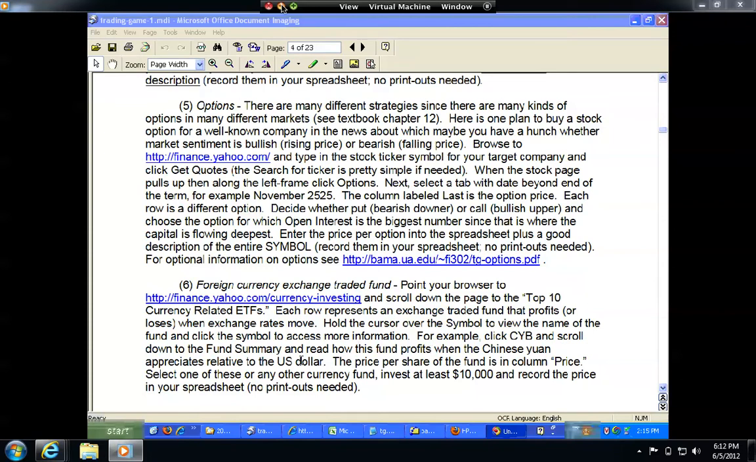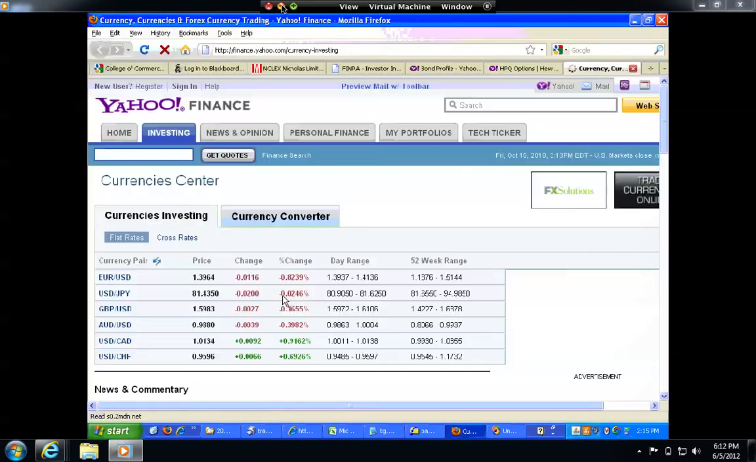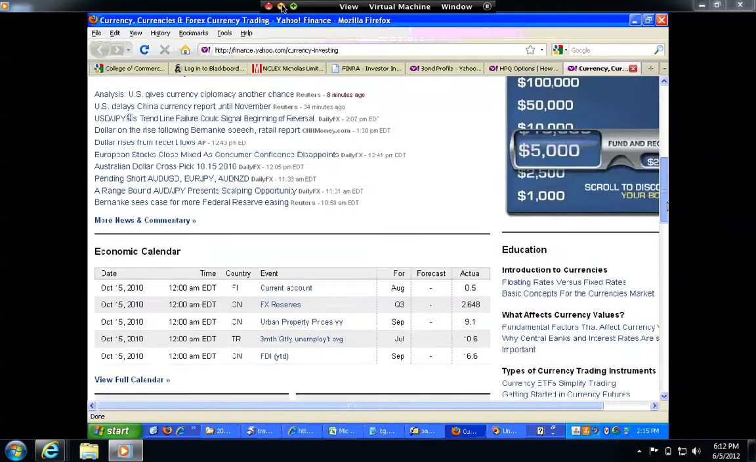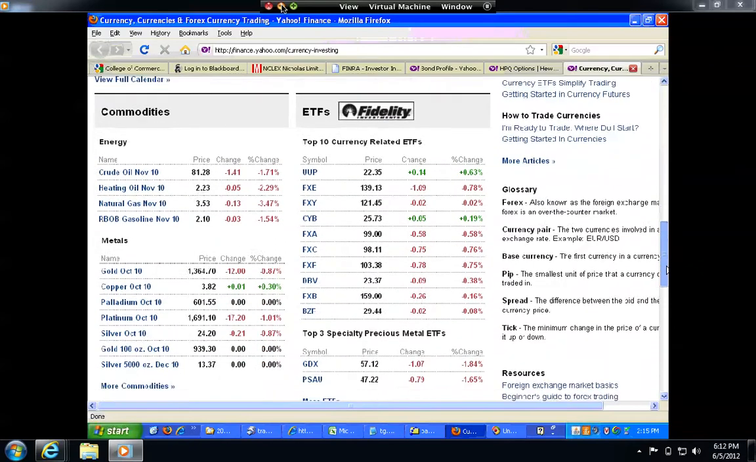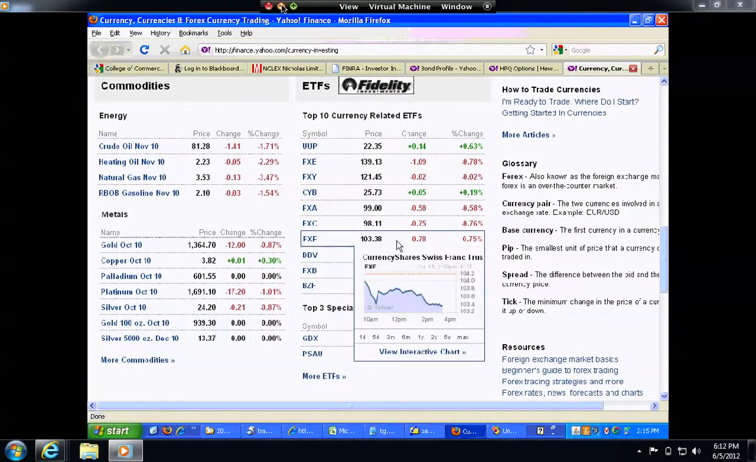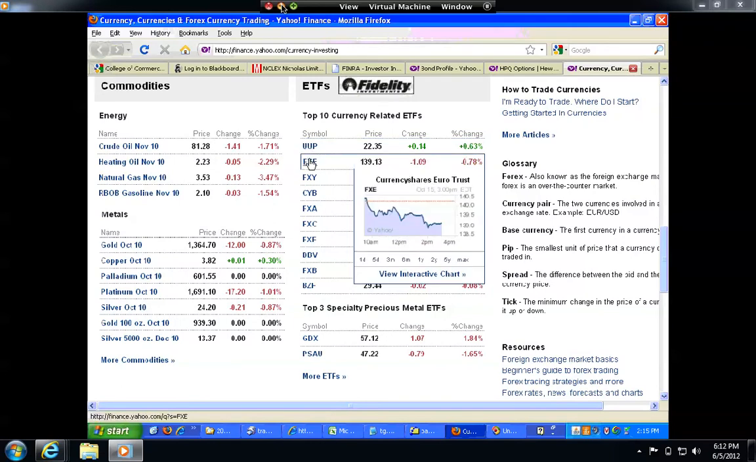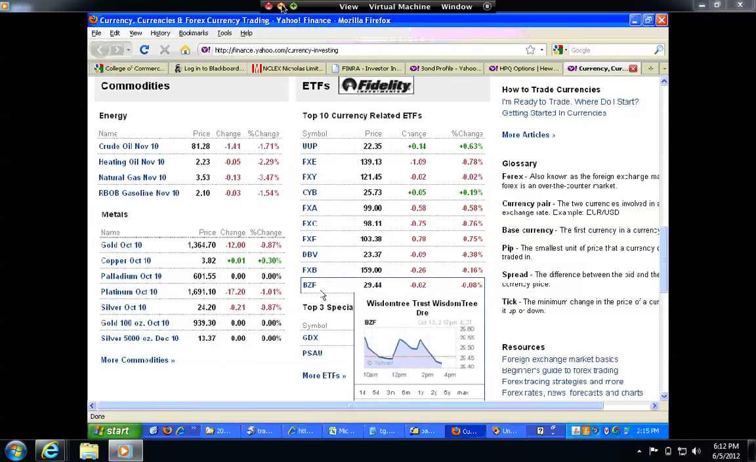happens to be, for me, I heard stories in the last few days about Brazil, especially because they had elections lately and their economy has really been doing well. So I'm going to scroll down this page to the top currency ETFs. And so what I'm interested in is the one that trades on the Brazil BZ.